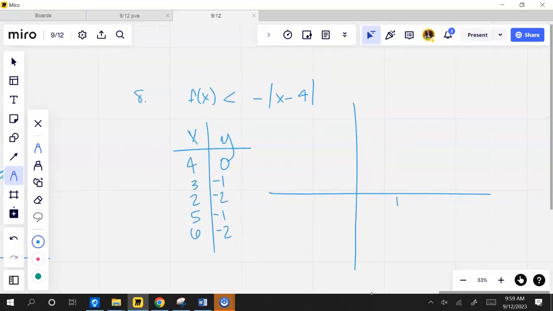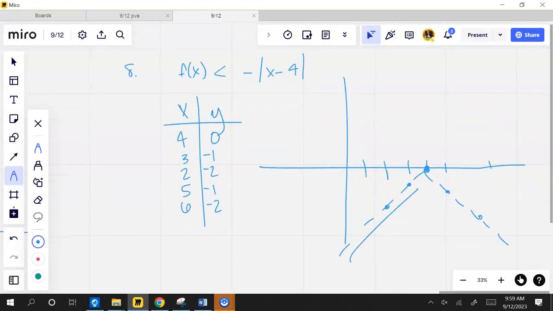All right, 1, 2, 3, 4, 0. 3, -1. 2, -2. Same on this side. This one is going to be dashed because there's no line under the inequality sign. I'm less than, so it shades down.